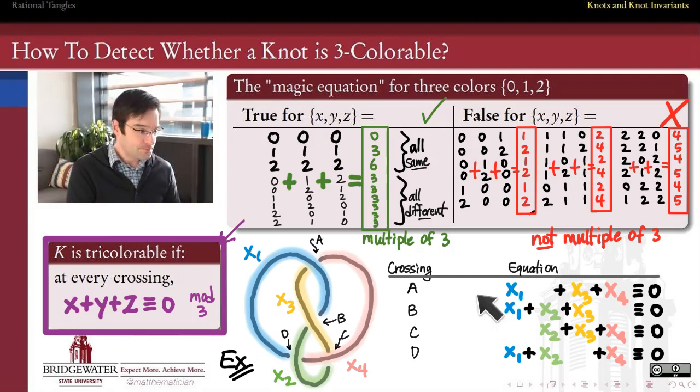So what do we have? We have at the end of the day a system of 4 linear equations in 4 unknowns, and it just so happens that the arithmetic that we're doing here is not over the integers or the rational numbers, but is actually over the integers mod 3, right? And so what we would need to know is, does this system of equations have a solution? If we can find a solution for this system, that solution is a tricoloration of our knot. If the system doesn't have a solution, then there is no tricoloration for this knot.